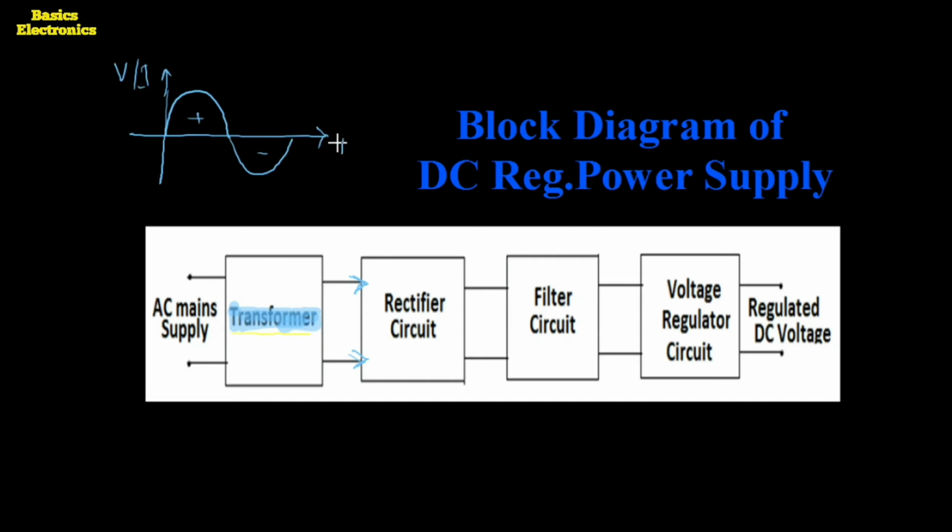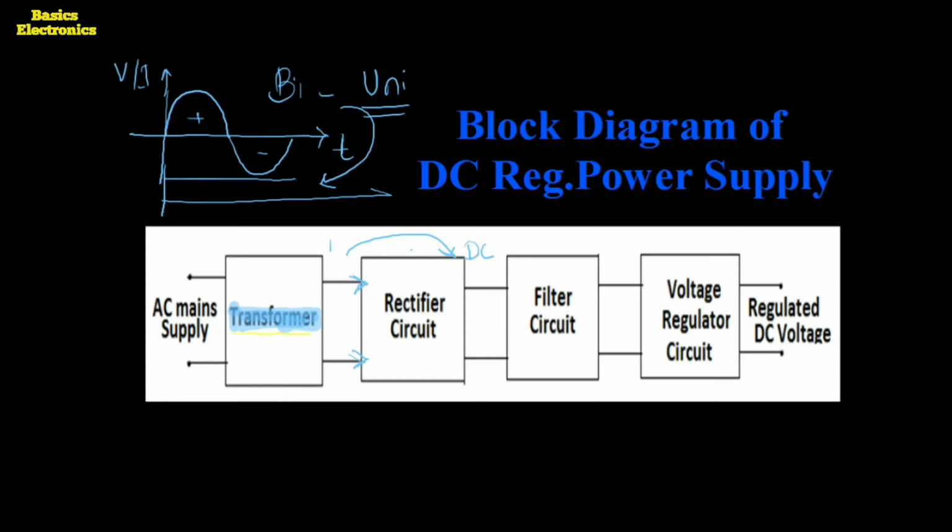It may be a current or a voltage with respect to time. But if we see the waveform of the DC, it is like this. It is stable with respect to time. Here we need to convert this AC into DC. This AC we call bidirectional, and the DC we call unidirectional. The bidirectional AC voltage is converted into the DC voltage.